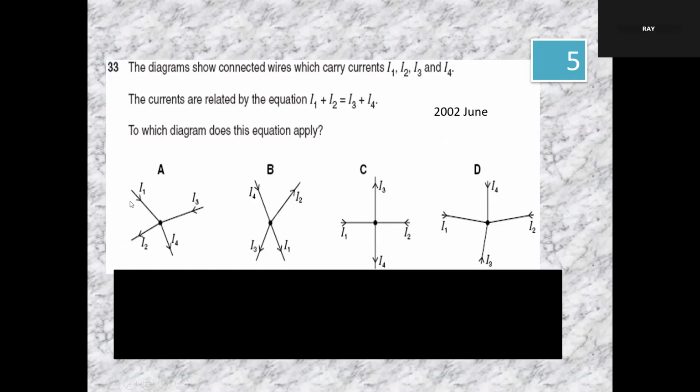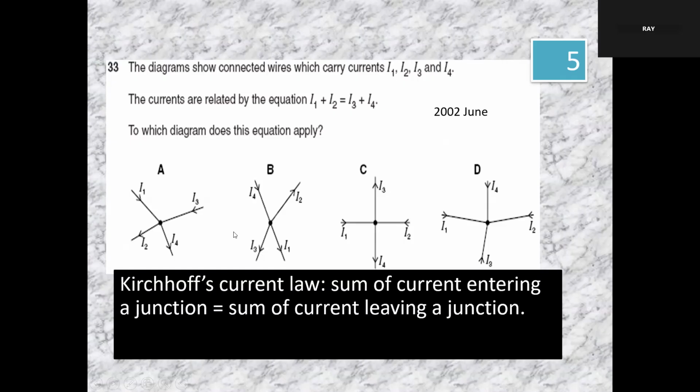I1 and I2 are different. I1 and I2 are going out, but I3 is also going out, so it cannot be. So the answer is C. We are using Kirchhoff's current law. Sum of currents entering a junction equals sum of currents leaving the junction.